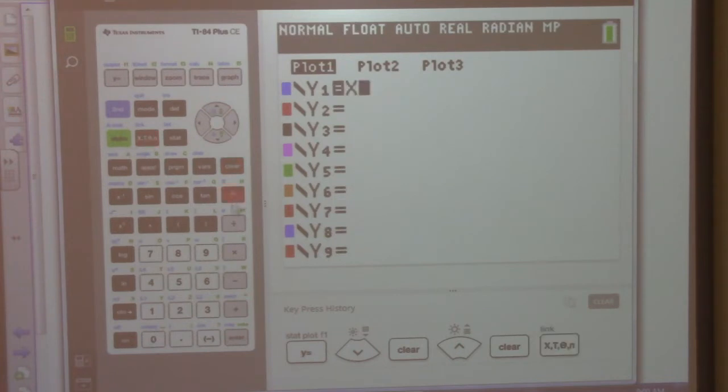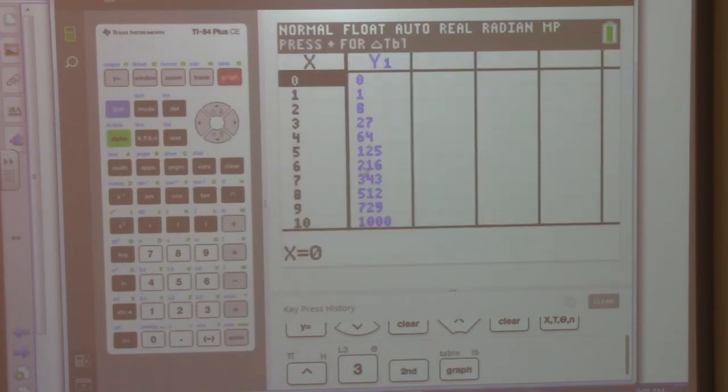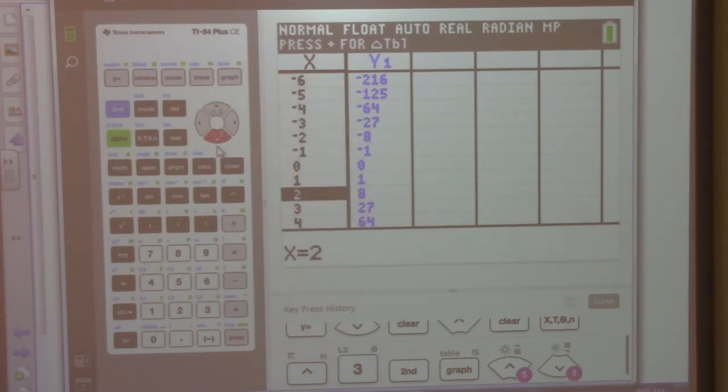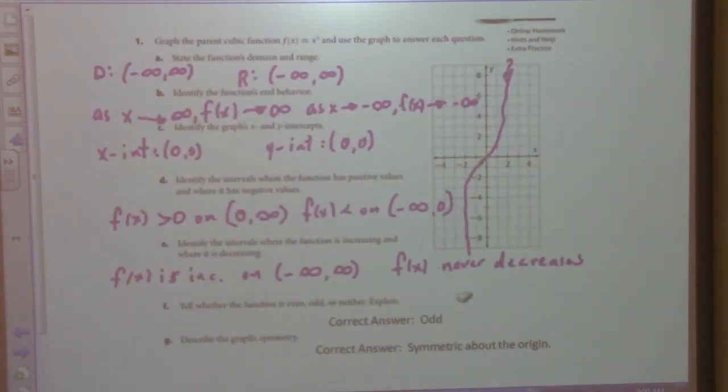If you put x cubed in here and look at the table view, you will see this kind of symmetry here. So f of negative x equals negative f of x. That's what it is. f of negative x equals negative f of x. That's how it works out. If you take the numbers negative, that would be just the same as turning these outputs negative down here.